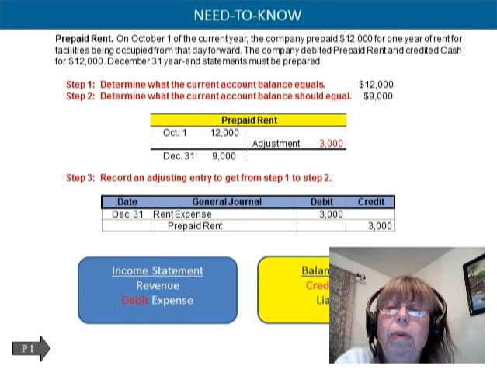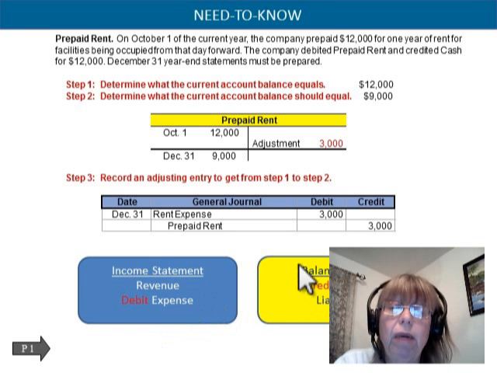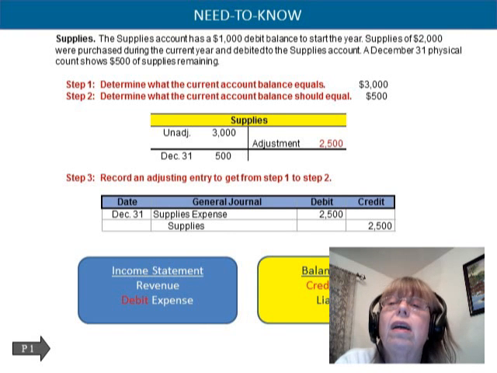This one shows you the prepaid rent account. I just said that you used up 3 months worth, so that would be $3,000. You want your balance to be $9,000. Debit your rent expense, credit your prepaid rent. That's your adjusting entry that you need to do. Debit the expense, that goes to the income statement. Credit the asset, which you can't see behind me, and that goes to your balance sheet. Supplies account, we're going to do the same thing with.